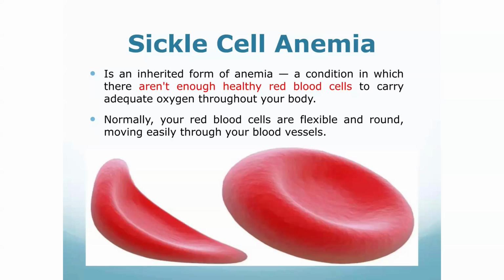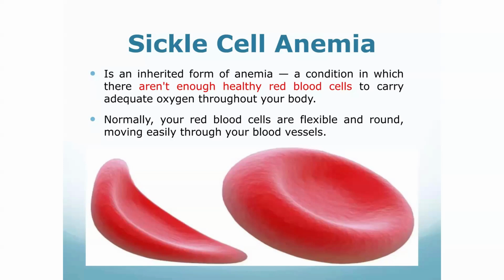Let us appreciate our protein chemistry. In this case, we are going to look at sickle cell anemia. What is sickle cell anemia? It's an inherited form of anemia, a condition in which there are not enough healthy red blood cells to carry adequate oxygen throughout your body.